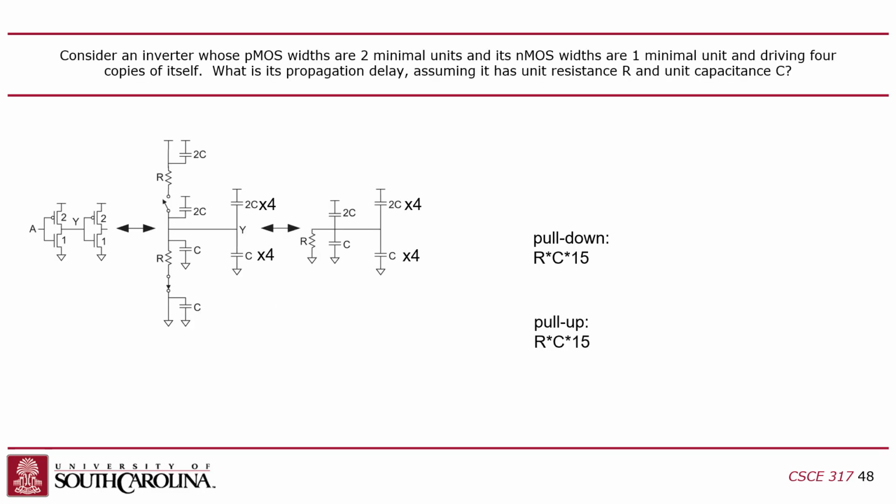Okay, so now here's an example question. Consider an inverter whose PMOS widths are 2 minimal units, meaning K equals 2. And its NMOS widths are 1 minimal unit and driving 4 copies of itself. This is called the FO4 delay. FO standing for fan out, right?